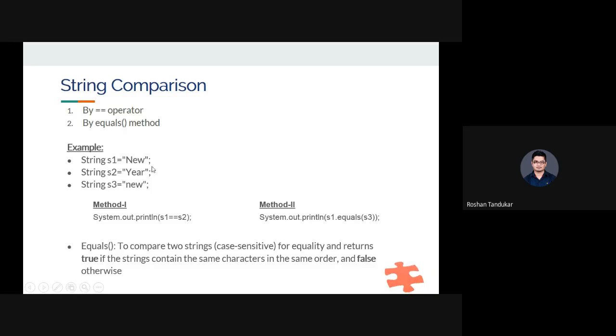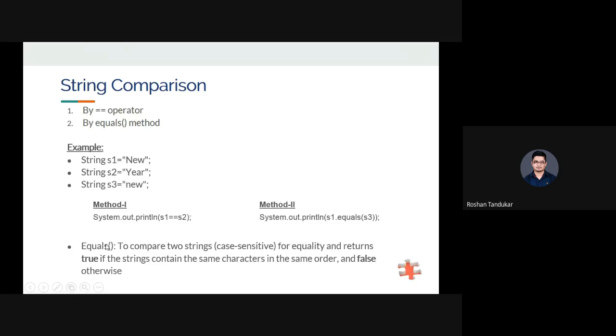In that case, it will first compare n to N. Here one is capital N and the other is small n. As you know, Java is case sensitive, so those will not be considered equal. Although they are the same letter, one has capital N and the other has small n, so they are not equal. In both cases it will give false.